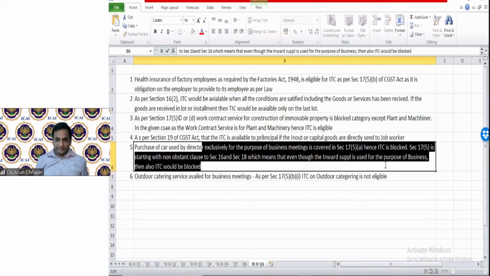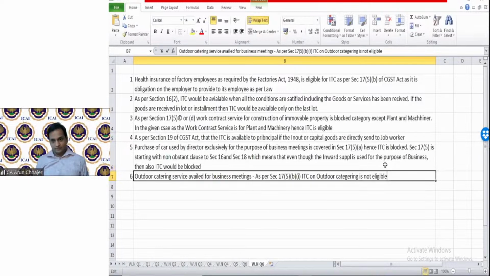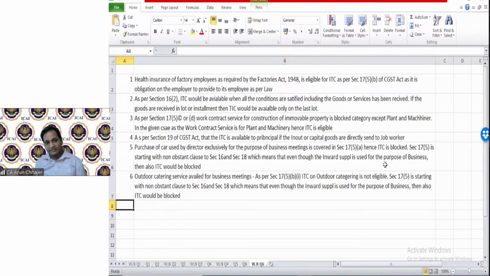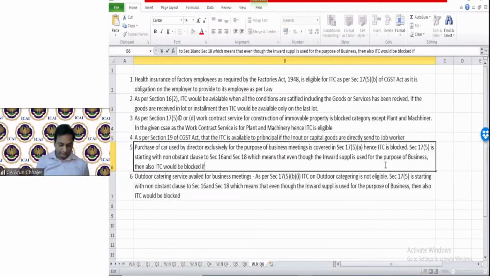So you can write the same, because section 17.5 is starting with a non-obstante clause. Which means that even though the inward supply is used for the purpose of business, then also the outward supply is blocked if the same is covered in section 17 subsection 5.